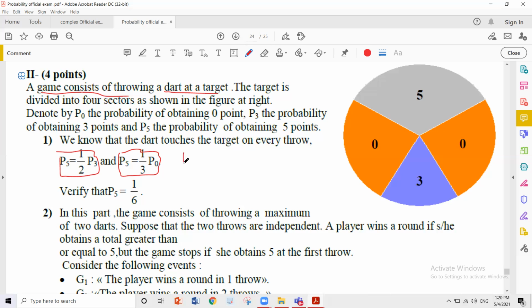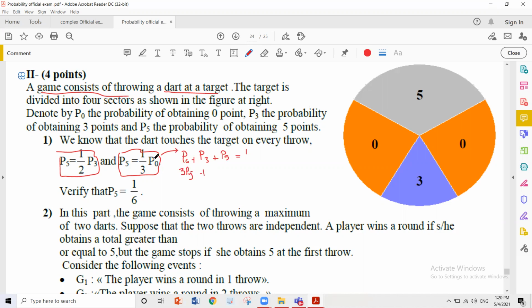We know that P0 plus P3 plus P5 equal how much? 1. From this relation, what we can put instead of P0? 3P5.